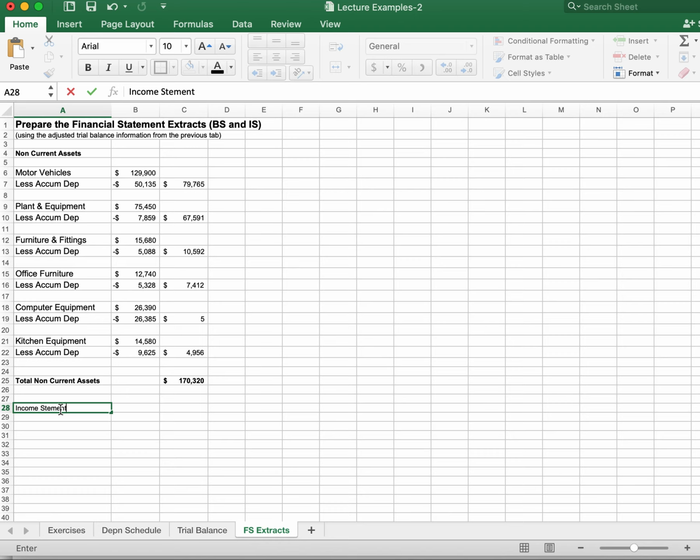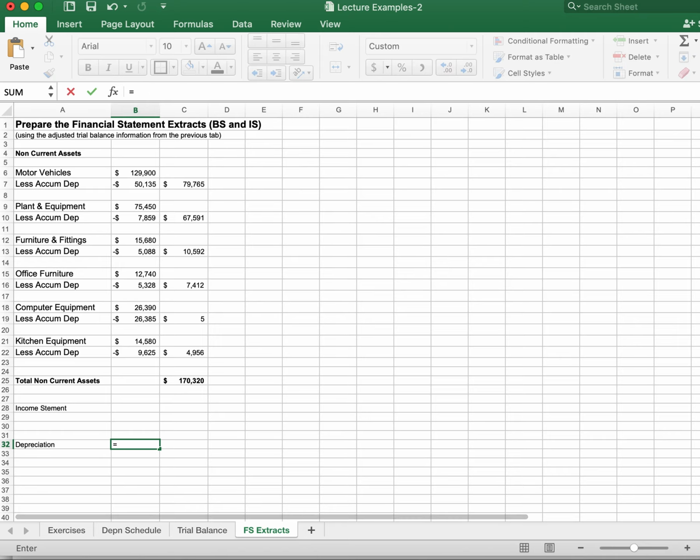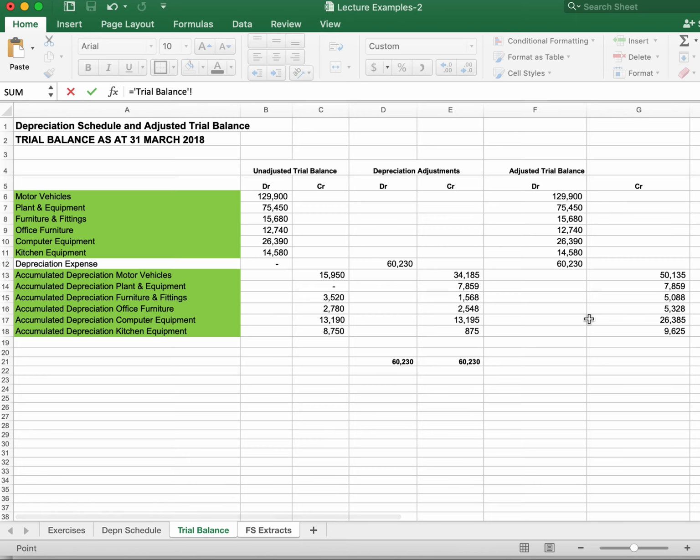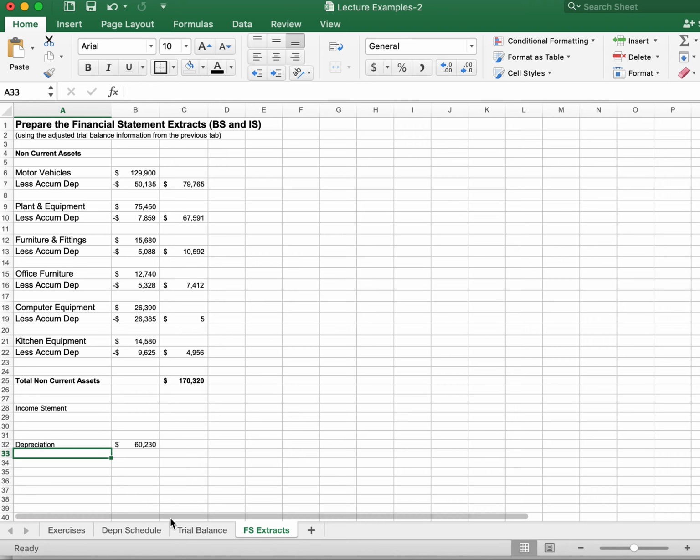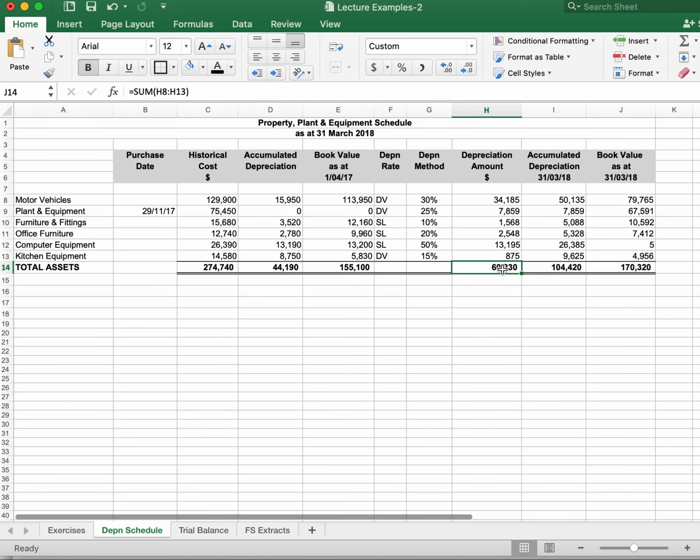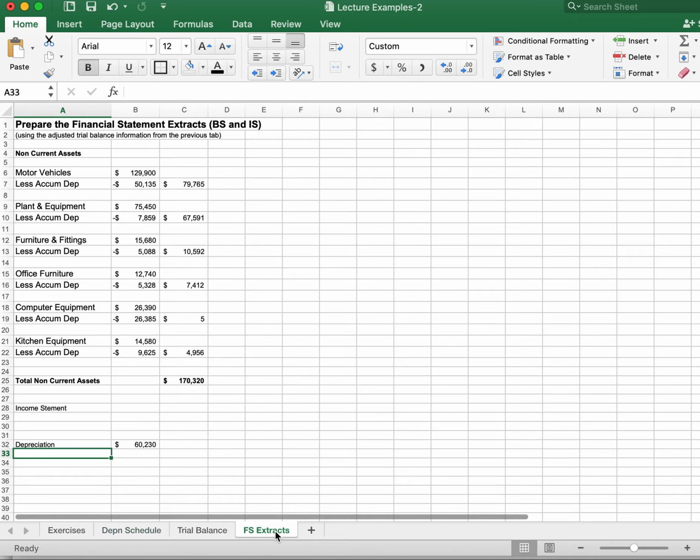Okay, the extract from the income statement, or IS as they say here, is going to be pretty small. Because we don't have any other figures apart from the expense, which is depreciation. Okay, depreciation. We can pick it up off the trial balance, which is that figure there. Okay, and there it is. And again, that should marry back to the depreciation schedule. So the depreciation schedule and the balance sheet should support each other.